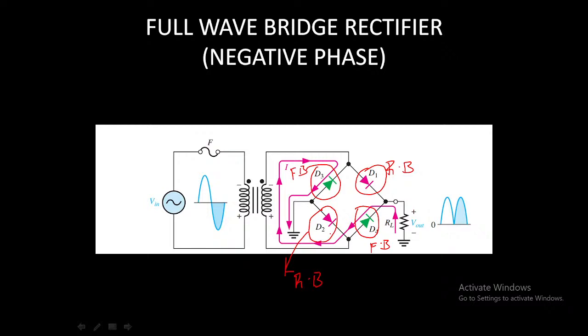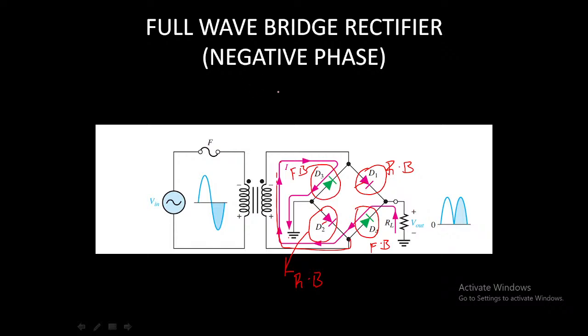What happens if they are working as reverse biased diodes? Then no current will flow through D1 and D2. If you observe the current direction, the current flows through this junction from RL to D4, D4 to D3, and D3 to ground. This is the current flow. It is not flowing through D1 and D2.